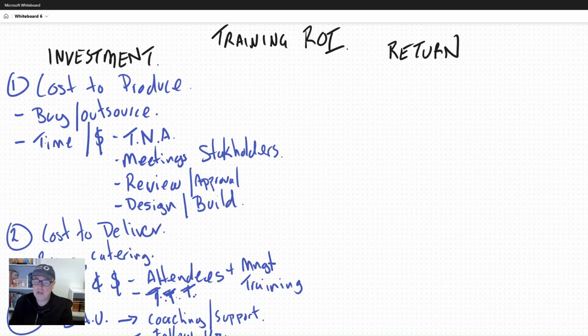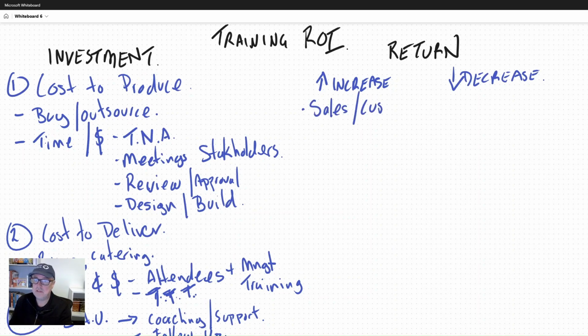Now we want to get a return, and our return will either be an increase in something or a decrease in something. The obvious one for increase is an increase in sales or an increase in the number of customers. Could be an increase in productivity: the same people being able to perform something better or faster because they are more skilled now, a process improvement, things like that.